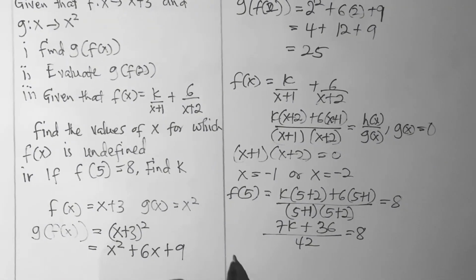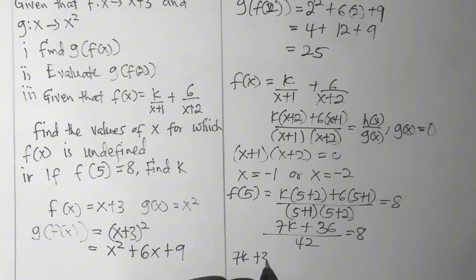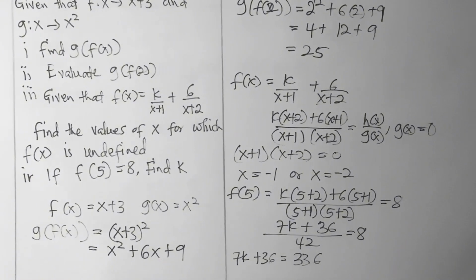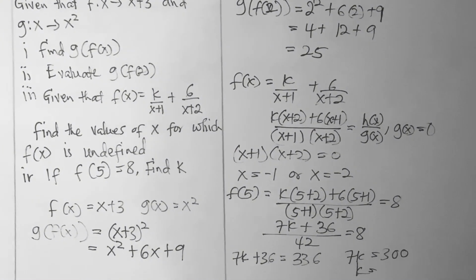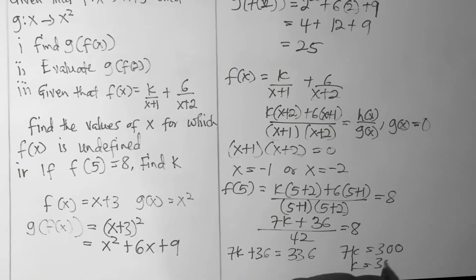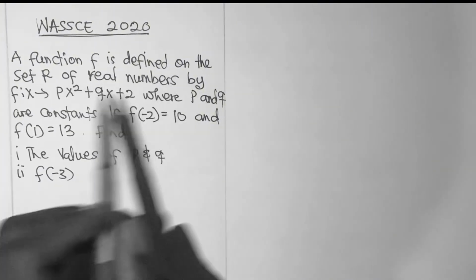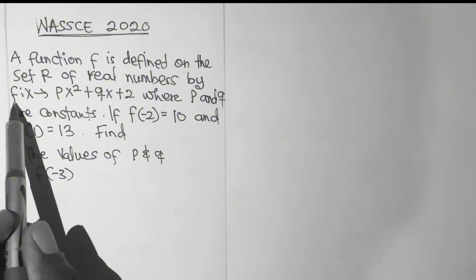So this implies that 7k plus 36 is equal to 8 times 42, which is 336. And if you make k the subject, 7k is equal to 336 minus 36, which is 300. So k is equal to 300 over 7.